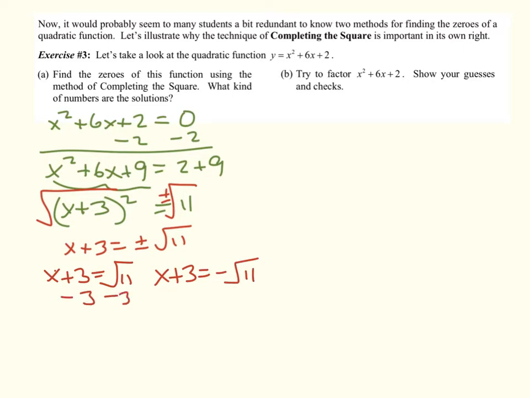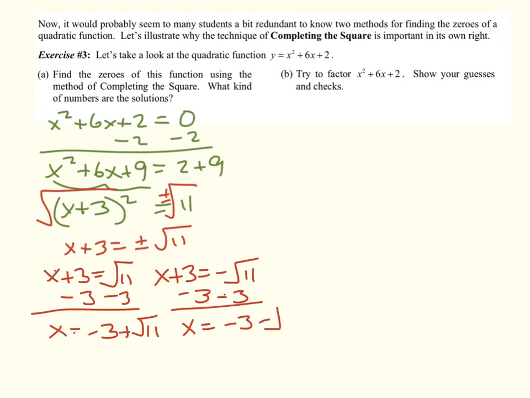Subtract 3 from both sides. Cannot combine them, they're not like terms, so you get x equals negative 3 plus the square root of 11 on that one. And when you move 3 over on the other one, you're going to get x equals negative 3 minus the square root of 11. And those are your two answers.